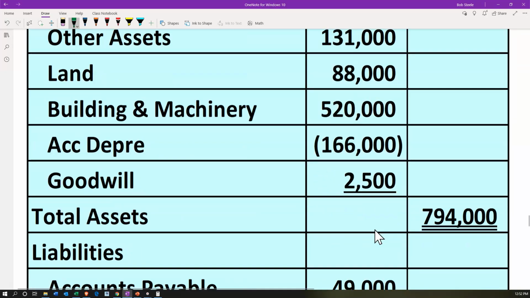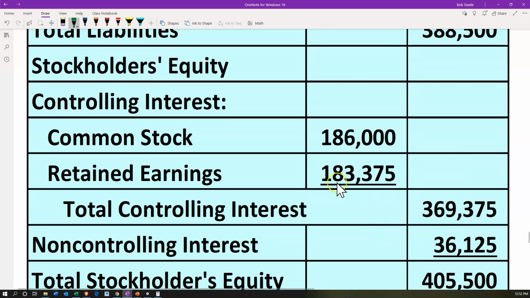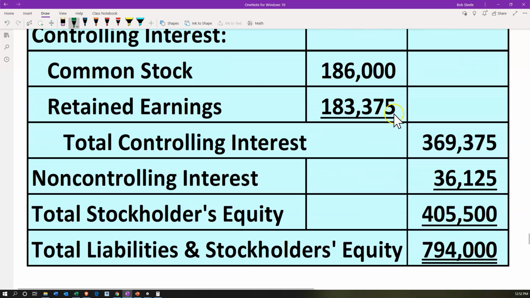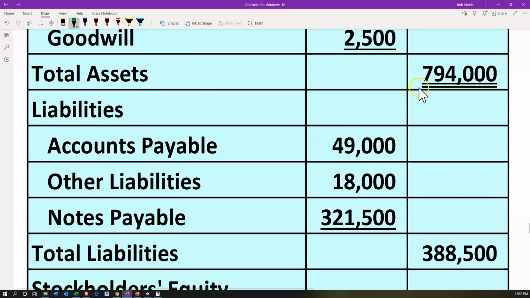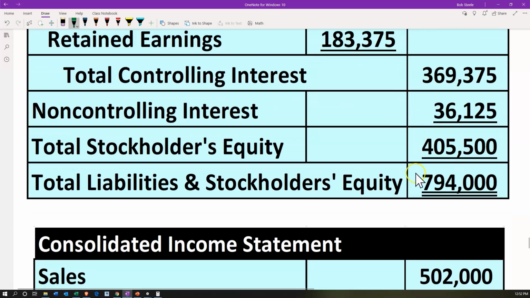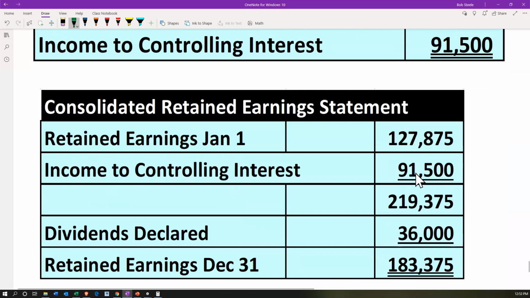So if I go on up to the balance sheet, we're going to say that the retained earnings right here, 183,375. We can see, of course, that we're in balance with regards to the balance sheet here and here, and then the net income number, the 91.5, is included in the consolidated retained earnings statement, the 91.5.